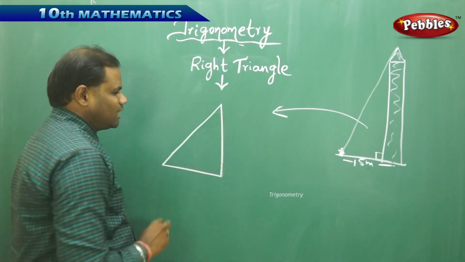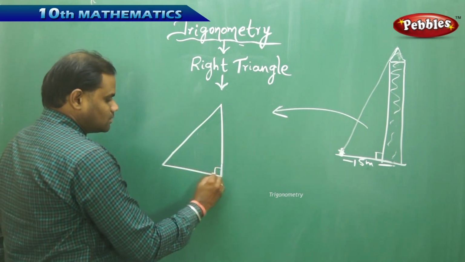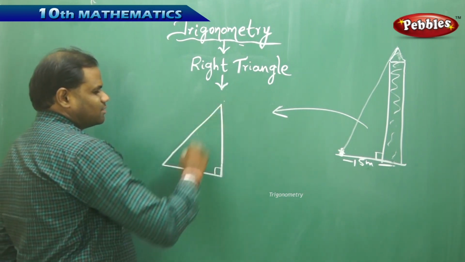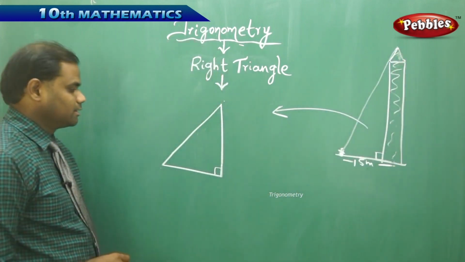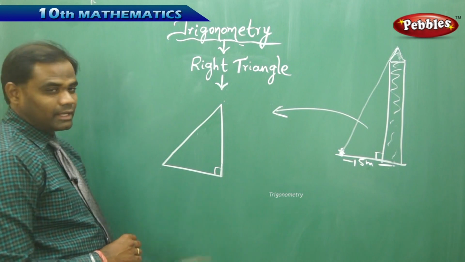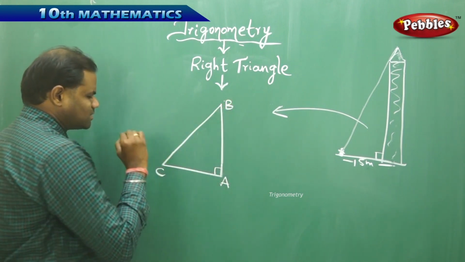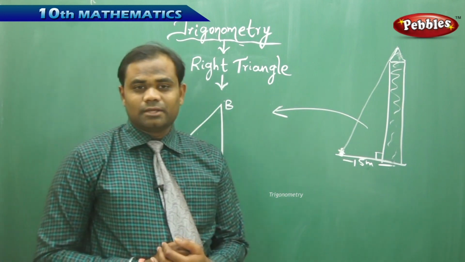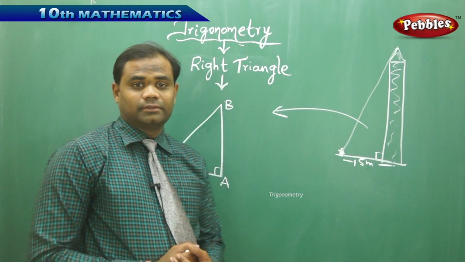This being the height of the Qutb Minar, and this being the distance from the person to this, and this being the distance from the eye to the top of the minar, as can be taken. Therefore, if I take a right angled triangle with vertices A, B and C, then there are three important factors we must know in a right angled triangle.